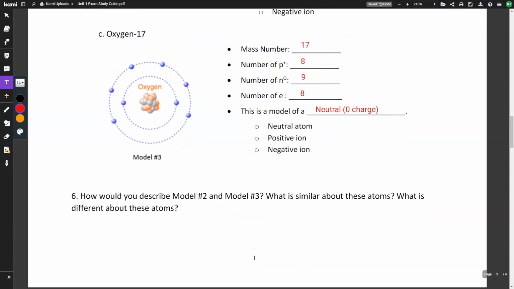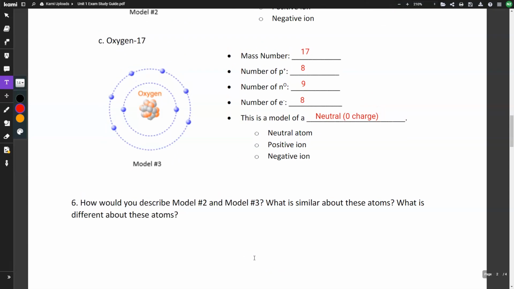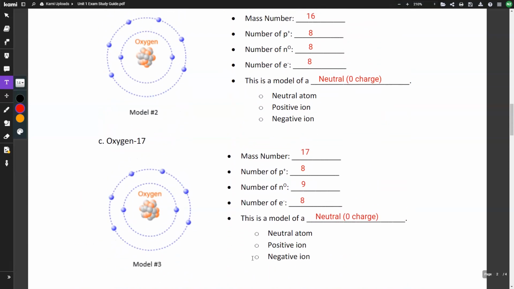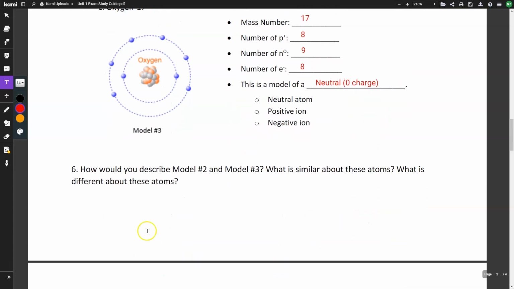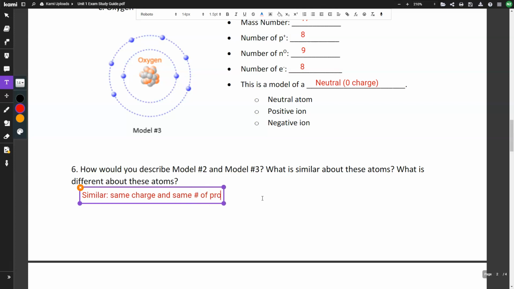Okay. Number 6 says, how would you describe Model 2 and Model 3? What's similar? What's different? Okay, so we're looking at these two right here. Well, they have a different mass number, so they're going to be isotopes of each other. 16 and 17, okay? So they have the same number of protons, different number of neutrons. They're going to be isotopes. They have the same charge, so they're both neutral. So the only thing that we can say is similar: same charge and same number of protons. Different mass number, different number of neutrons.